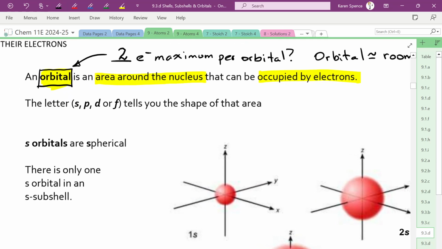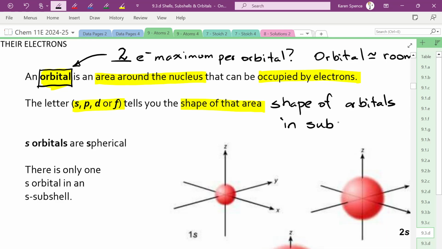Now the letters S, P, D, F tell you the shape of that area. So they tell you the shape of the orbitals in that sublevel. So that's what the letter tells you. It tells you the shape.